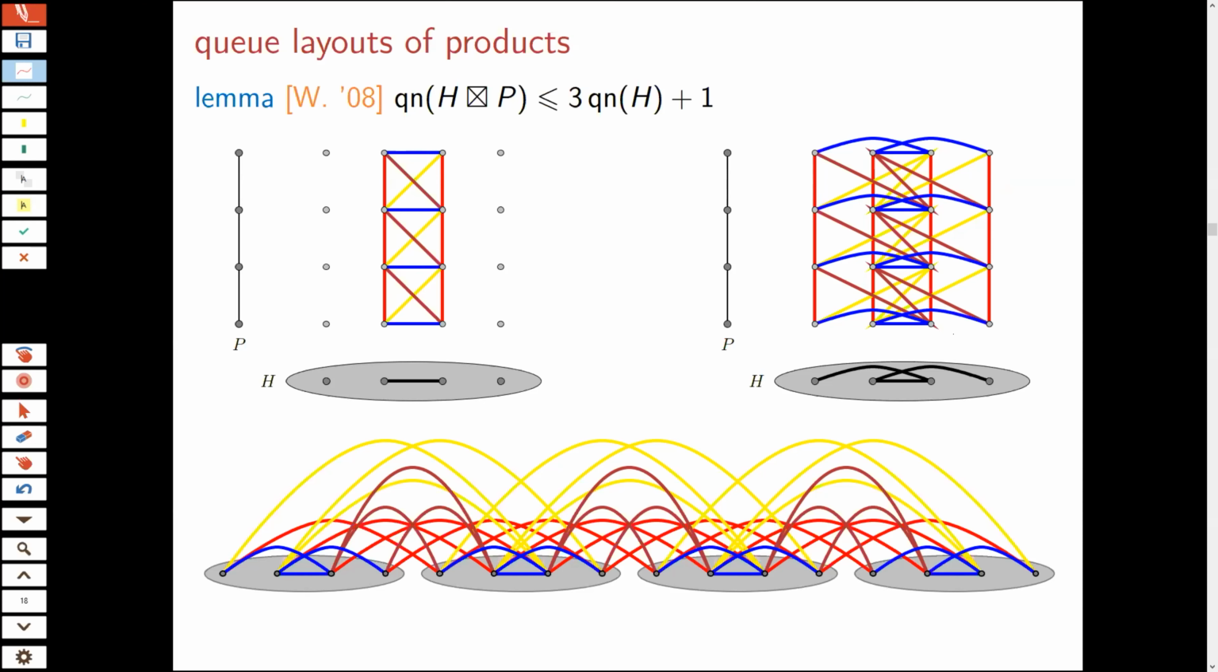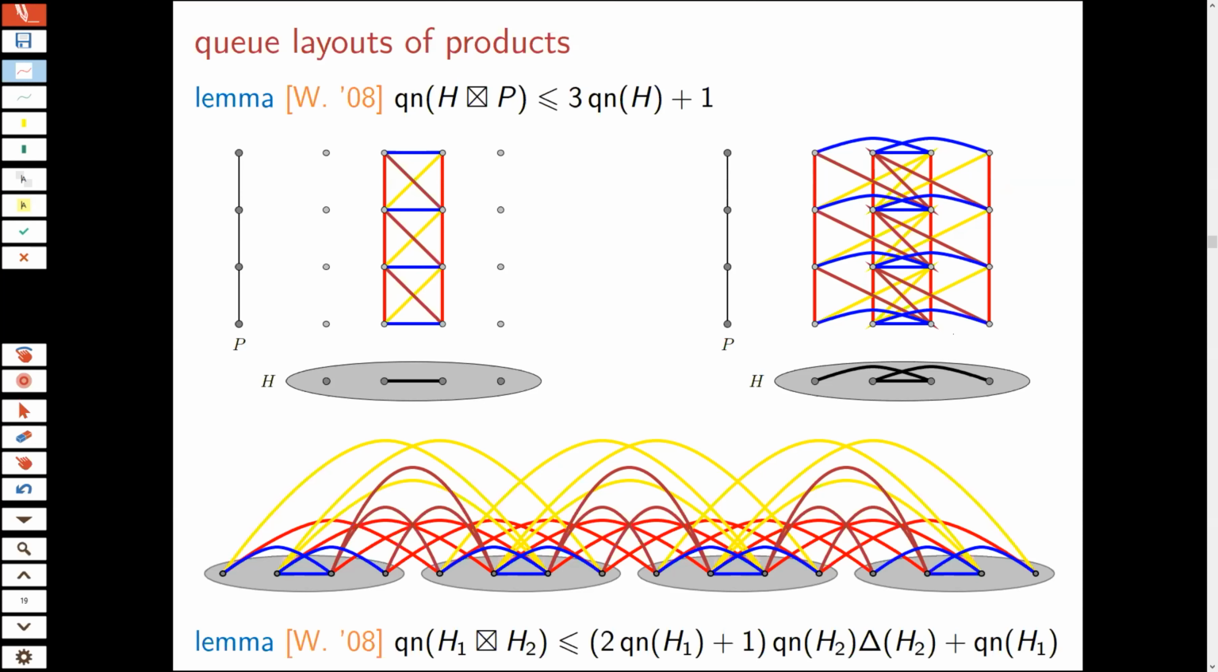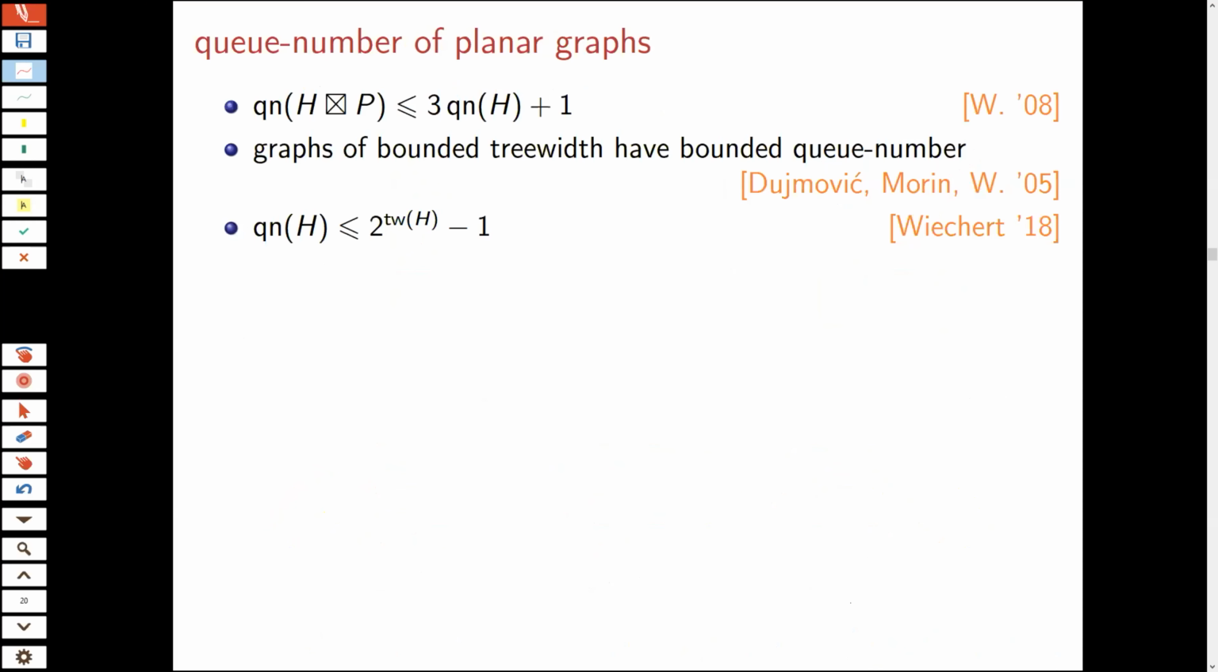So that sketches a proof that the Q number of H times P is at most 3 times the Q number of H. There's actually a more general result that says if you take any two graphs H1 and H2, both with bounded Q number, and one with bounded degree, then you have an upper bound on the Q number. It's basically the same proof, slightly generalized. So we can now use this to solve the question about planar graphs.